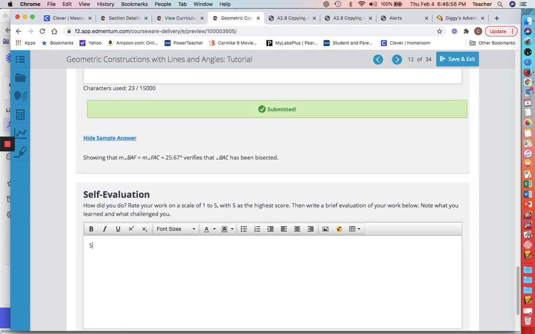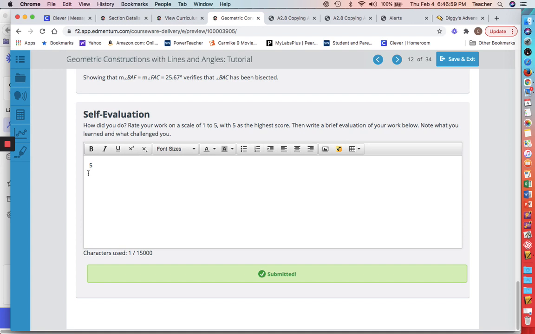Self-evaluation, always a 5. I'm so good at geometry. You know what? You guys do something for over 20 years, you're going to be good at it too, I promise you. All right, I'm done with slide 12.